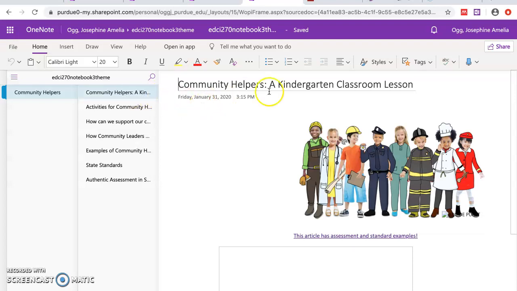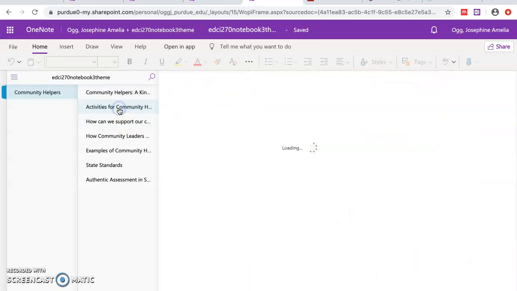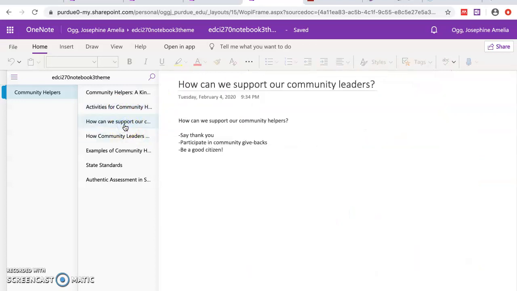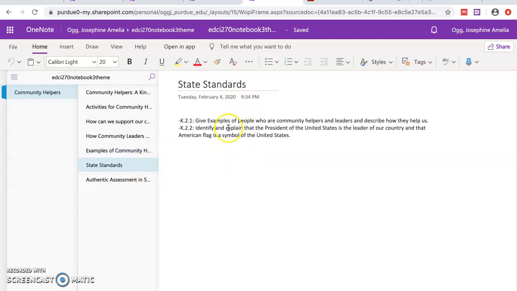So I have community helpers. This first notebook has some pictures. I have different activities, ideas within my activities, examples of community helpers for my kindergartners, and of course, state standards.